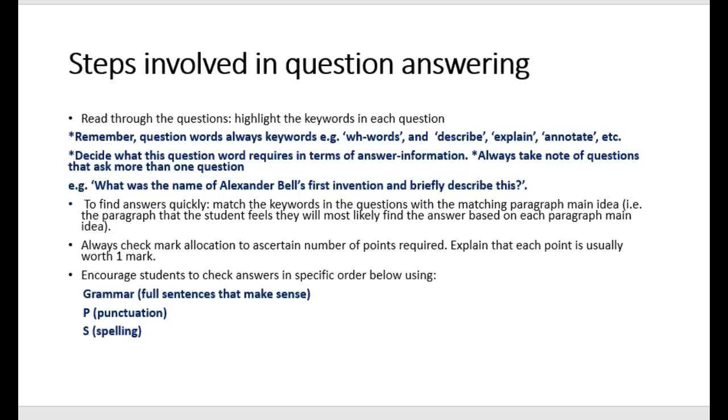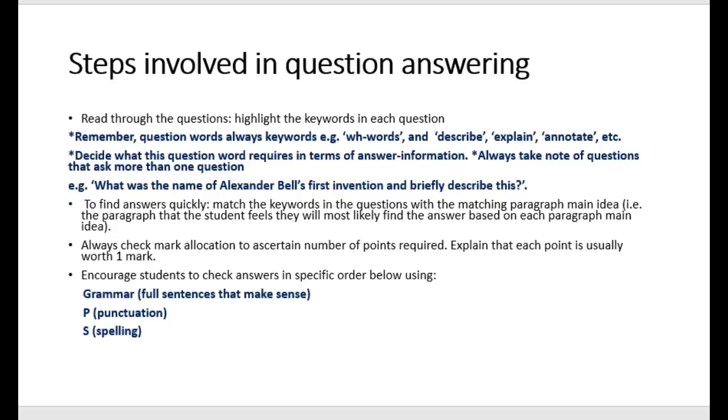Right, when they are ready to do this, the first thing I get my students to do is read through the questions and highlight the keywords in each question. And I highlight to them the fact that question words are always keywords. So question words like your WH words: who, what, where, when, how, which and why. And then words like describe, explain, annotate, hypothesize.